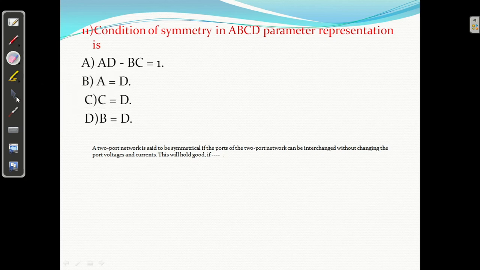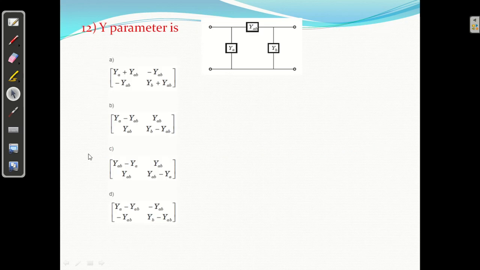Question number 12. Y parameter. We have to find the Y parameters. Actually, we would first find Z and then get Y from Z. But if this is already a pi network, right, this is a pi network.